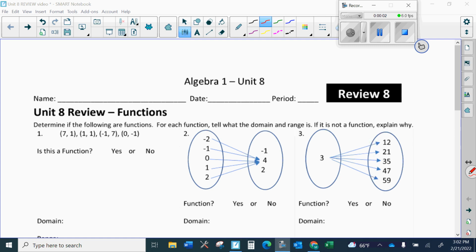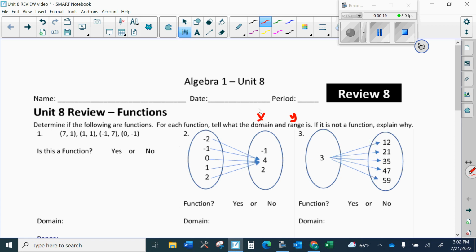Okay, students, let's go through your unit review here. Test next class. Determine if the following are functions. For each function, tell what the domain and range is. Domain: x coordinates, range: the y coordinates. Remember, no repeats when you identify the domain and range. If it's not a function, explain why.